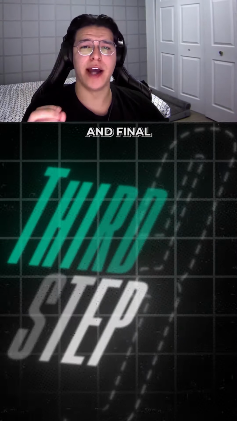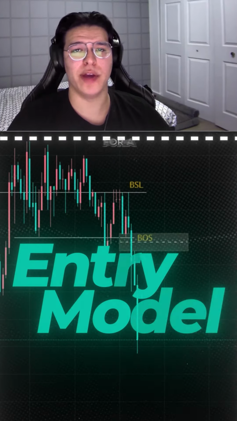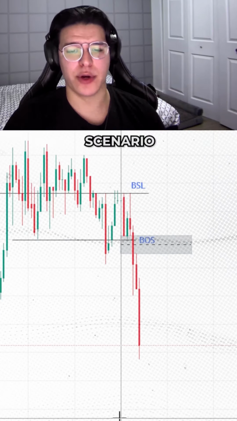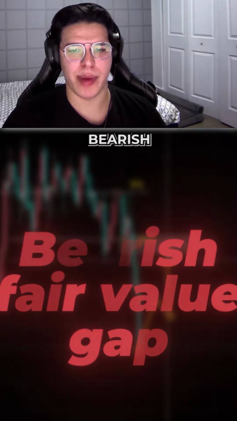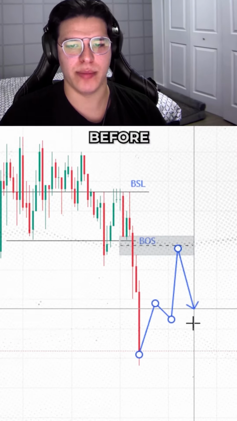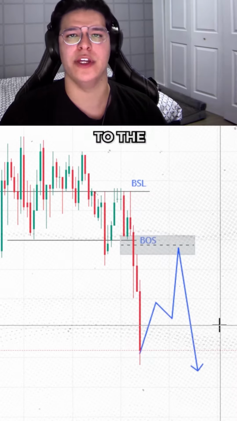The third and final step of this entry model is to simply wait for a retracement back to a key area of interest. In this scenario, our area of interest is going to be this bearish fair value gap right here. So we're going to wait for price action to tap into it before continuing to the downside.